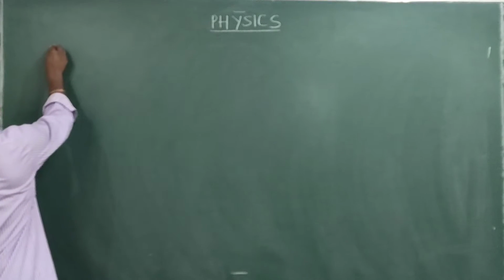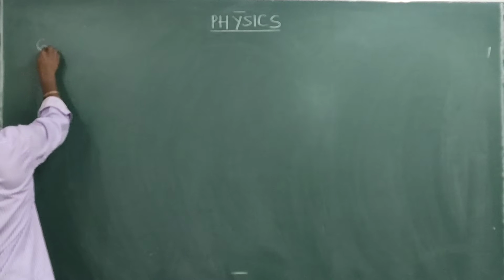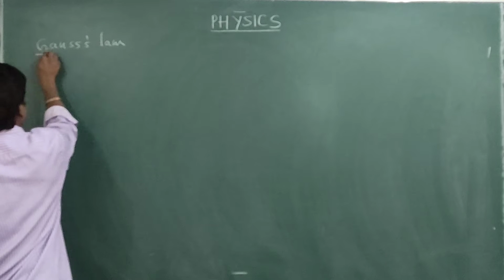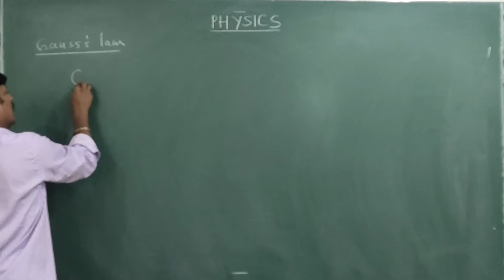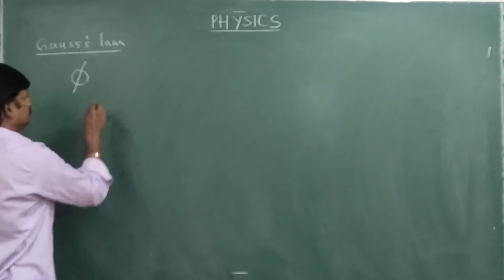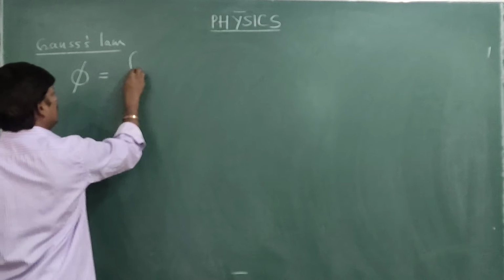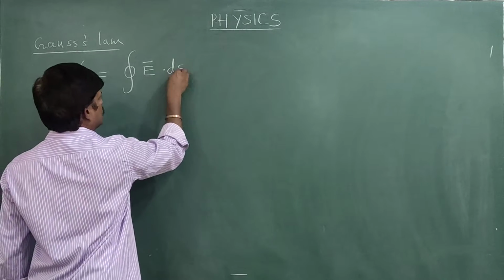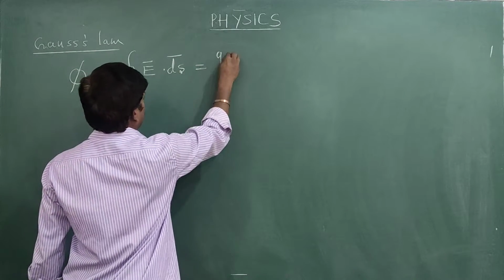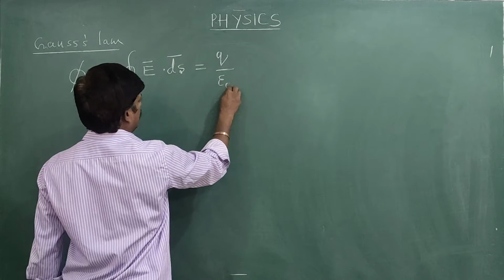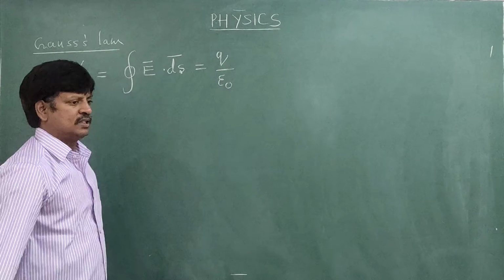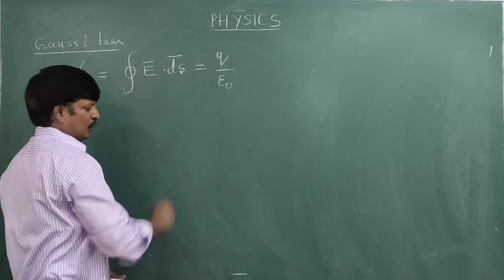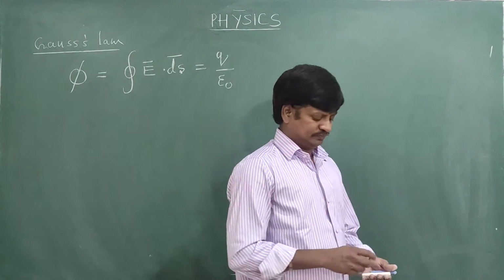So, according to Gauss law, the electric flux through any closed surface is equal to the charge enclosed by the closed surface divided by epsilon naught. Let us see what is the meaning of each term.